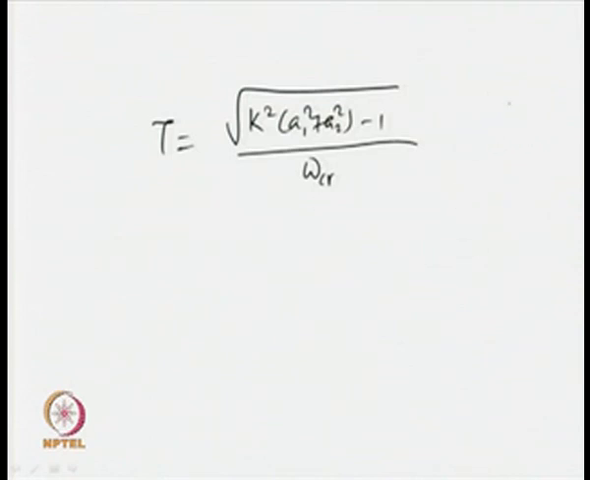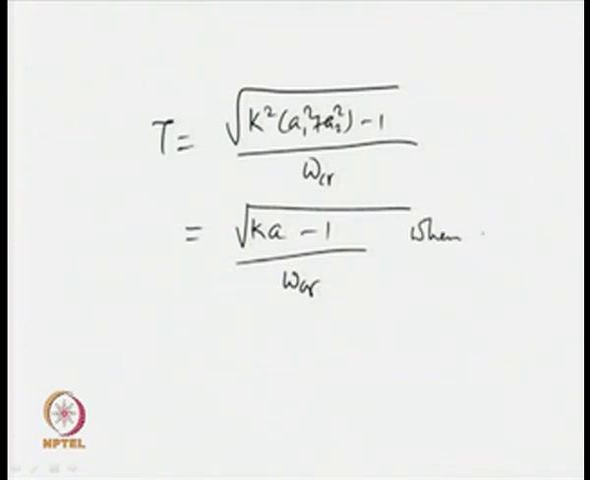Now, this can be expressed as k a minus 1 divided by omega c r when A2 is equal to 0. So, when A2 is equal to 0, I have got k square A square minus 1 root divided by omega c r.